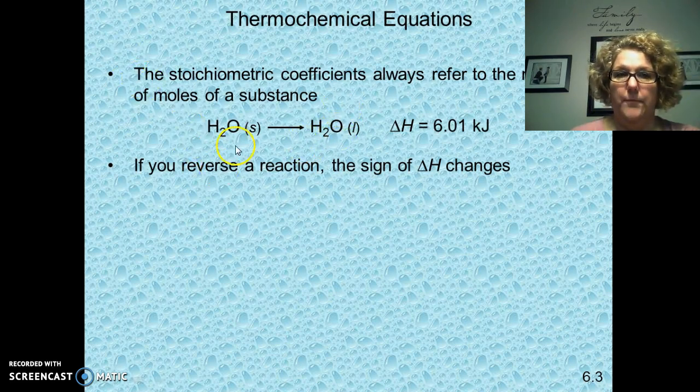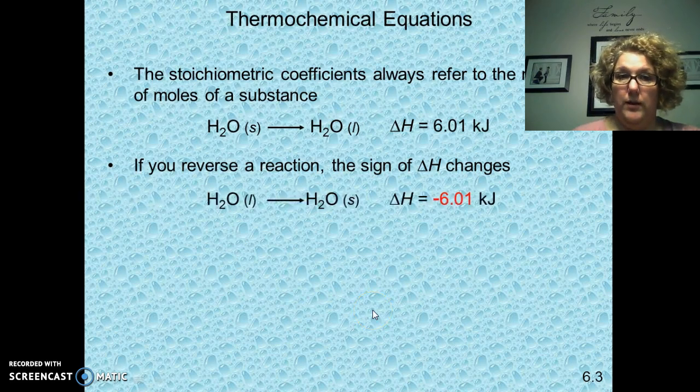to melt 1 mole of water. If you want to go the other way, if you want to freeze your water, you want to take liquid water and turn it into an ice cube, you can reverse that reaction up there. You just have to change the sign. It's still 6.01 kilojoules. It's just going to be negative because this time we have to take energy away instead of add it.